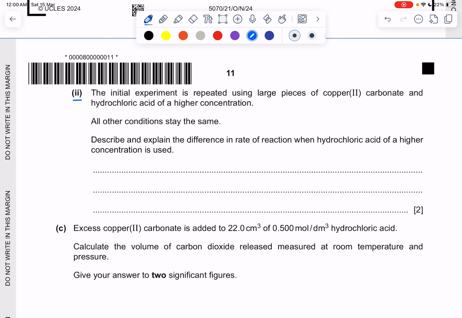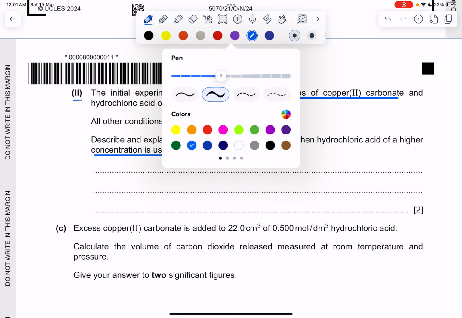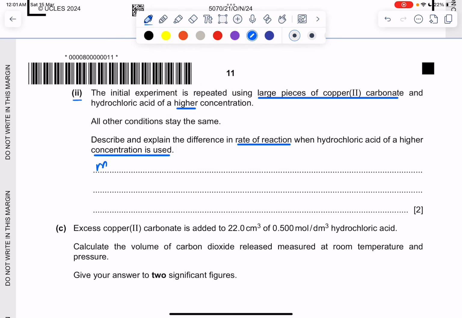The initial experiment is repeated using large pieces of the copper(II) carbonate and hydrochloric acid of a higher concentration. All other conditions stay the same. Describe and explain the difference in the rate of reaction when the hydrochloric acid of a higher concentration is used. So whenever we increase the concentration, the rate of reaction increases. So we will start the statement by writing rate of reaction increases.